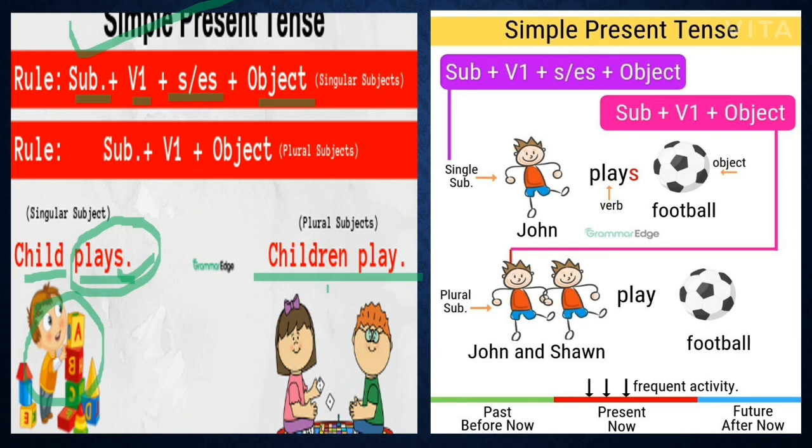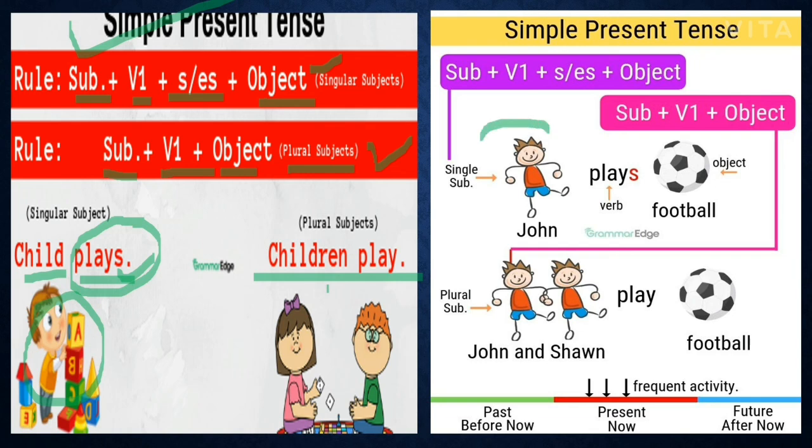So students, what is subject? Subject means the person who is performing the action. Clear? And object means on which the action is being performed, means who is the receiver of the action. That is known as object. So, in case of singular subjects, what will be the rule? Subject plus V1 plus S or ES plus object. Now in case of plural subjects, the rule will be subject plus V1 plus object. Here S or ES will not be used. Clear students?